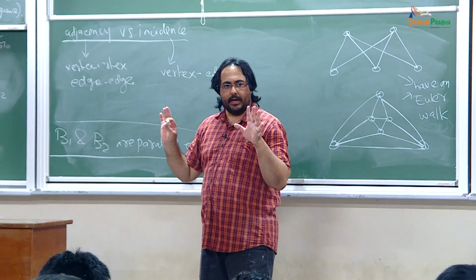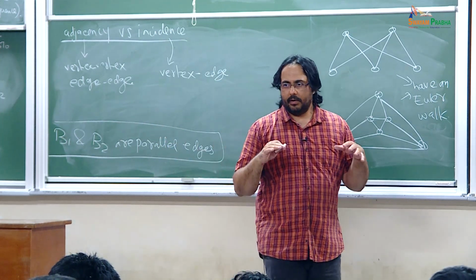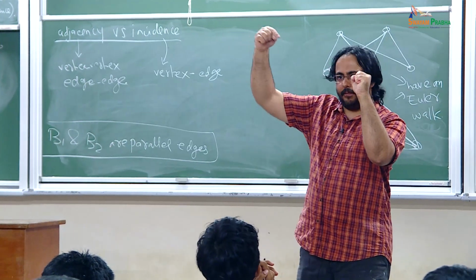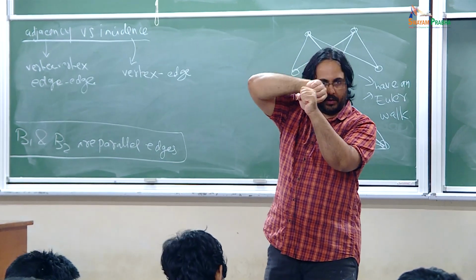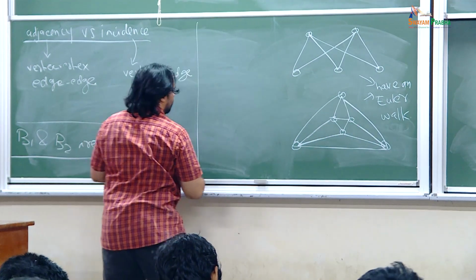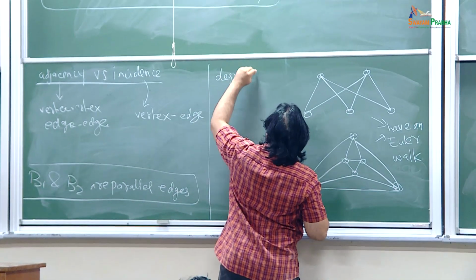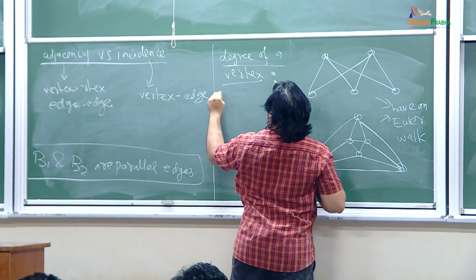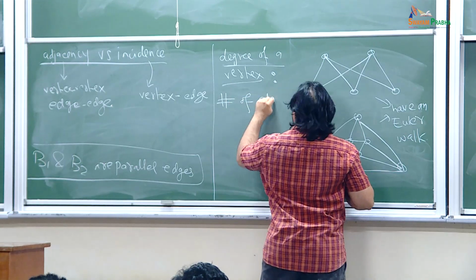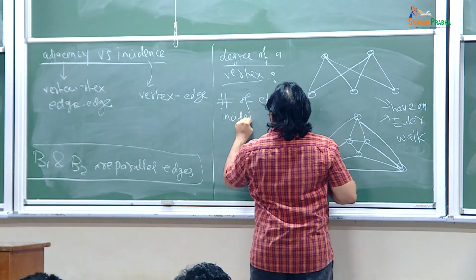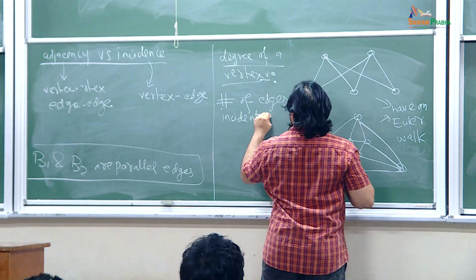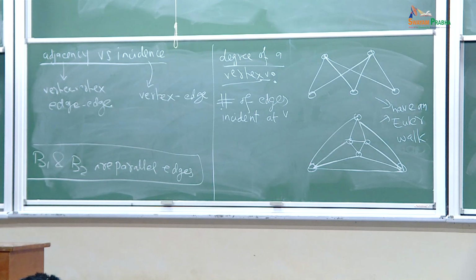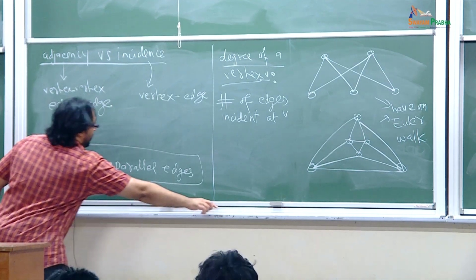So now let's talk about the degree of a vertex. Quite a few of you have been using this word degree, right? So what do you think is the degree of a vertex? It is the number of edges incident at that vertex. Okay. So let's write down this one. This is important. The degree of a vertex is the number of edges incident at the vertex V.